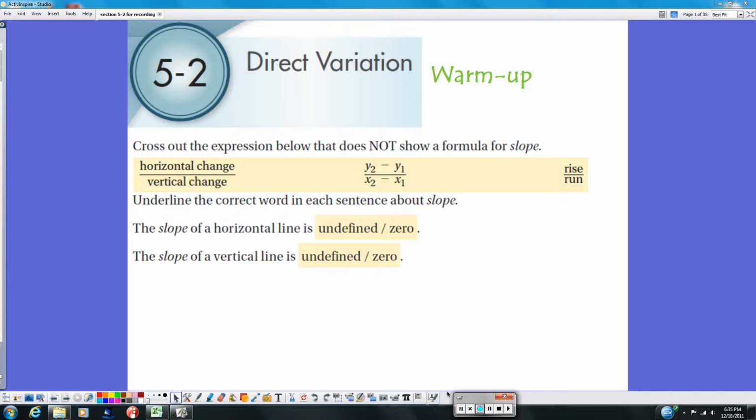For the first one, I want you to cross out the expression below that does not show a formula for slope. Then I want you to underline the correct word in each sentence about slope, the slope of a horizontal line and the slope of a vertical line. Is it undefined or zero?